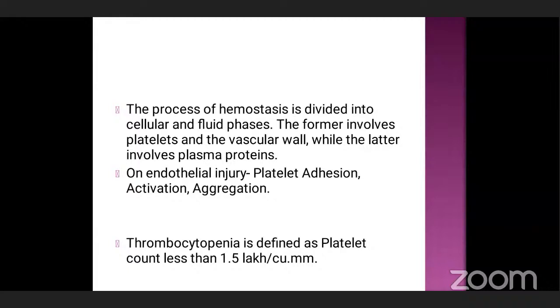1.5 to 4 lakh. Okay, very good. 1.5 to 4 lakh is the normal platelet count in our body. So what is thrombocytopenia? It is platelet count less than 1.5 lakh per cubic millimeter. So thrombocytopenia is defined as platelet count less than 1.5 lakh per cubic millimeter.